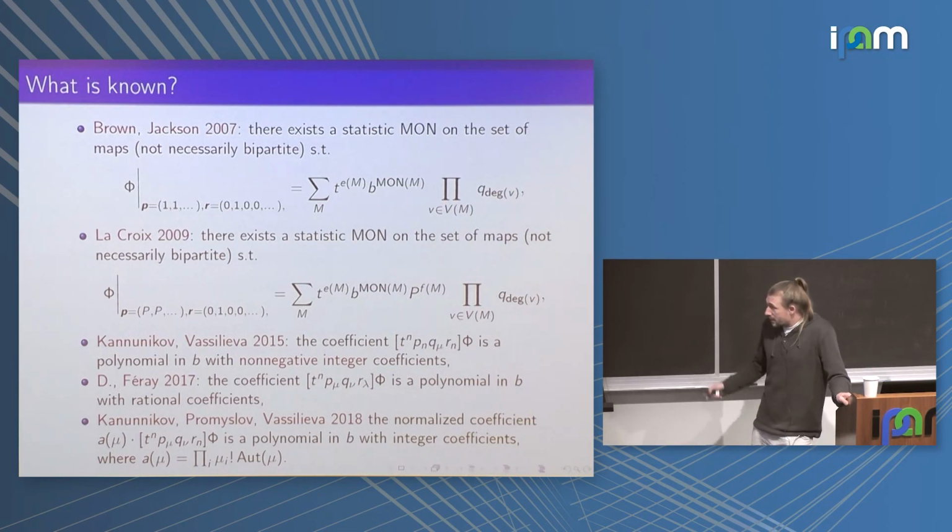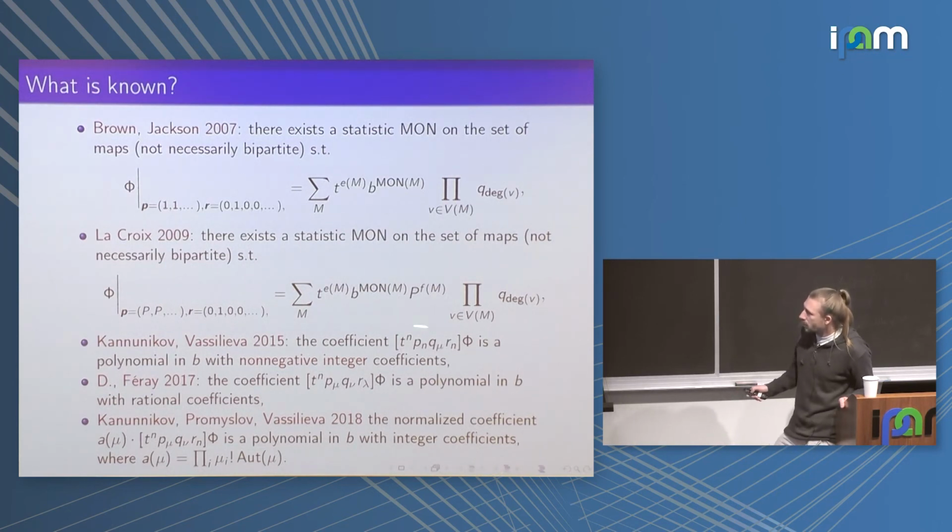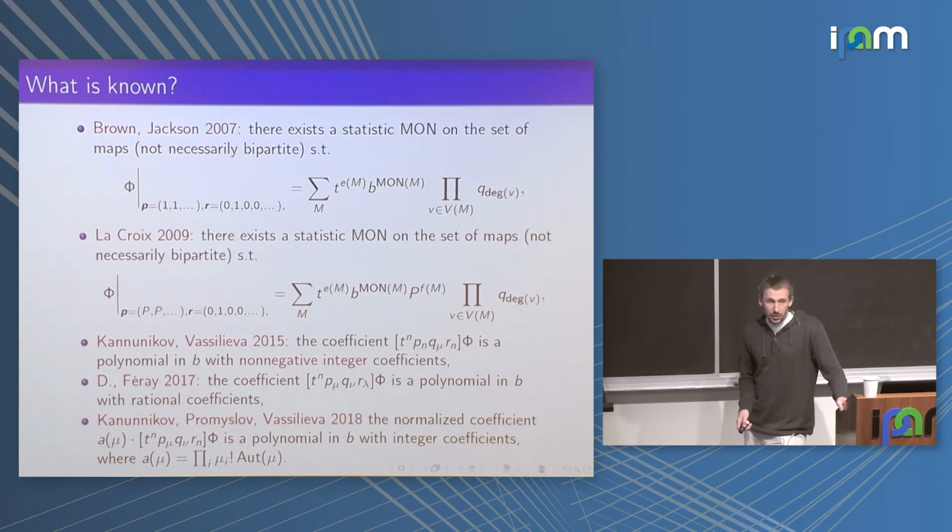And then there were some other results, not in this spirit, but more algebraic in nature. Kanonikov and Vassilieva proved that certain coefficients are polynomials with non-negative integer coefficients, but they're very, very special. You see that it's P_n here, R_n here, and only mu is arbitrary. Then two years later, together with Valentin Féray, we proved that all the coefficients are polynomial in b with rational coefficients. So polynomiality was not known. It was only known that this is a rational function in b.